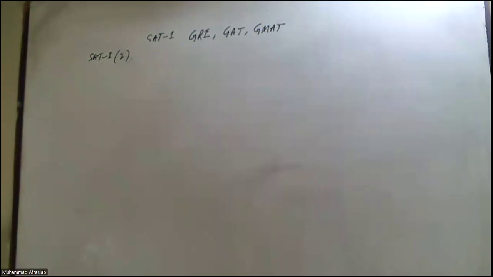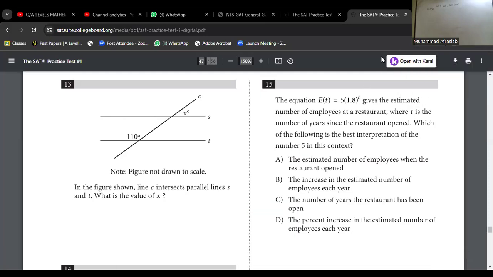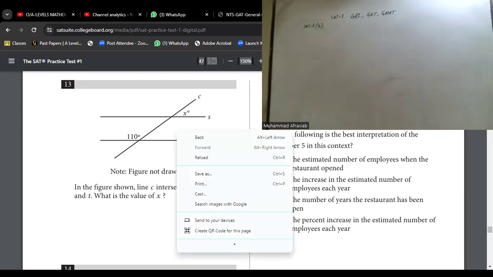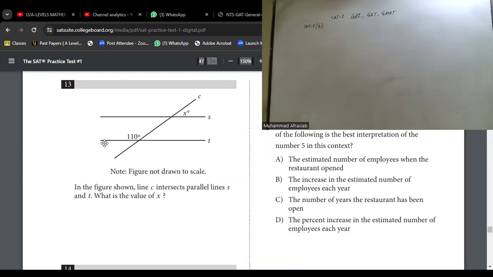We are now starting the next question of this set from number 17 and onwards. Question number 15 now.